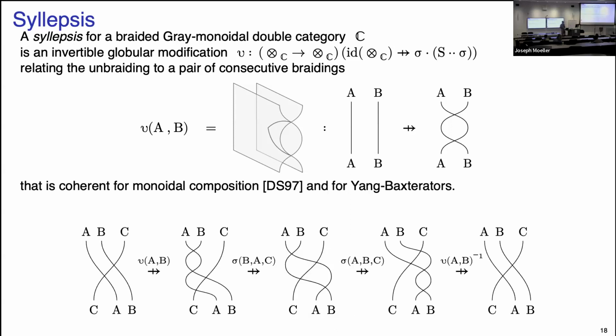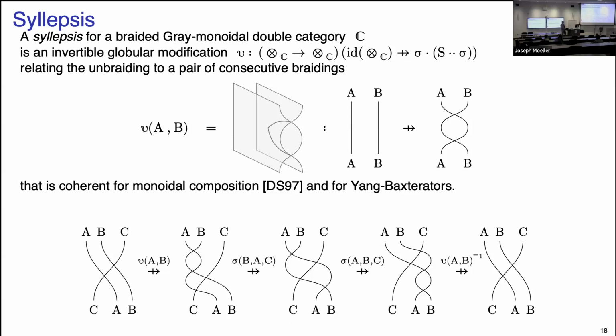And it needs to also be compatible with the Yang-Baxterators. So what's going on here is that we have this A and B, which are sort of parallel, and we can introduce a syllepsis here. We can use Yang-Baxterators to get this double crossing across the braiding with C to move it down here.